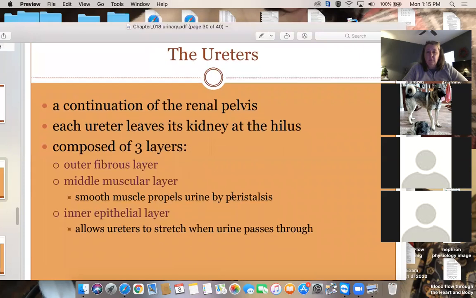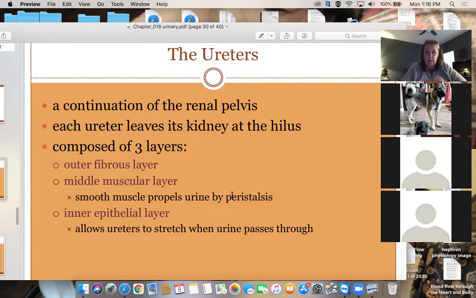Okay, so they're a continuation of the renal pelvis. They go into the ureters and they leave the hilus. They do have three layers. The outer is very fibrous. There is a muscular layer, and they propel urine via peristalsis. So there is a wave-like motion to the ureters, and then the inside is an epithelial layer that can stretch because the animal will have varying volumes of urine depending on how much they're drinking, how much they're urinating. So those ureters can stretch to accommodate more or less urine.